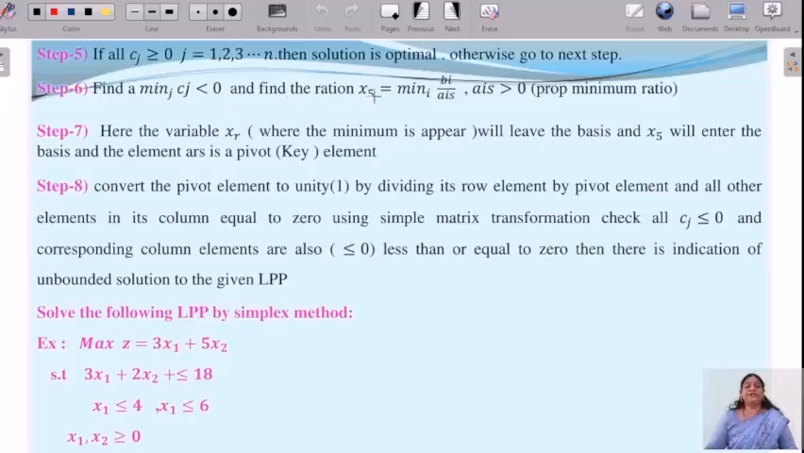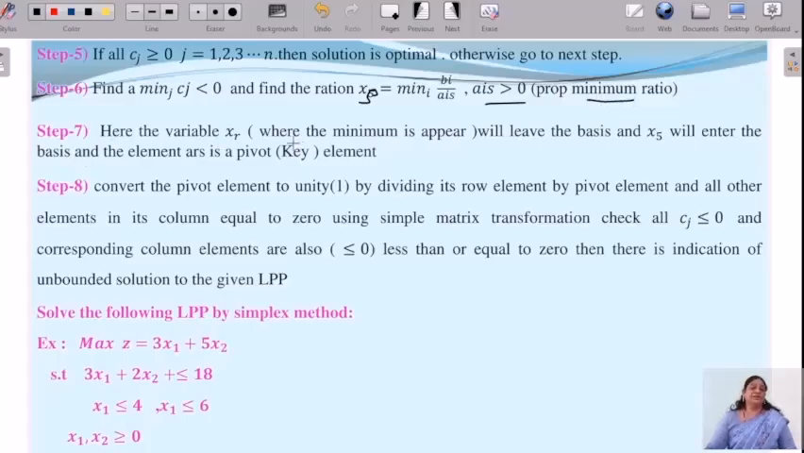Then find the ratio xs, here notation is xs, minimum over bi upon ais. Bi means right hand side constant of that choosing variable and coefficient of variable in that column. AIS must be greater than 0. This is called the minimum ratio property.